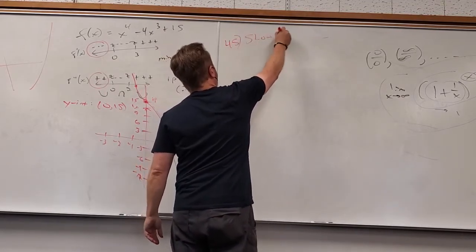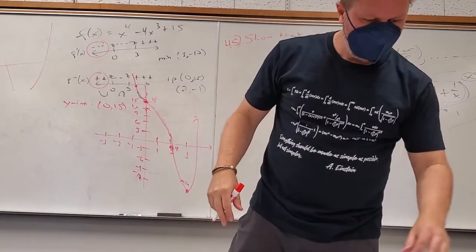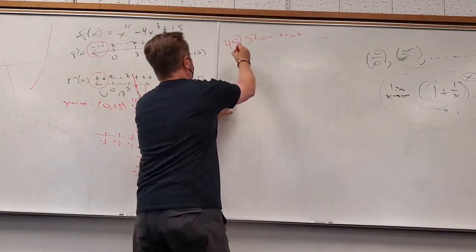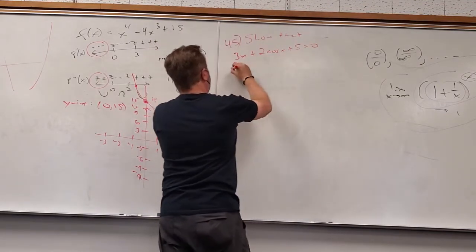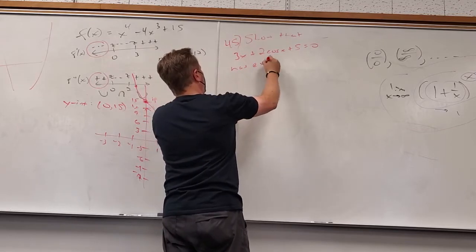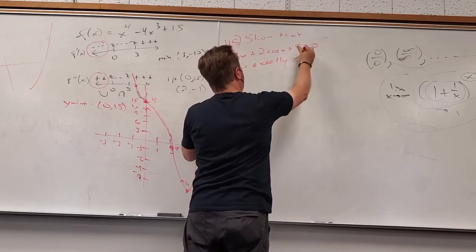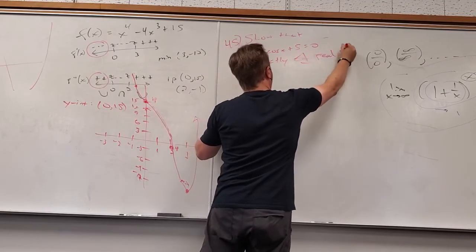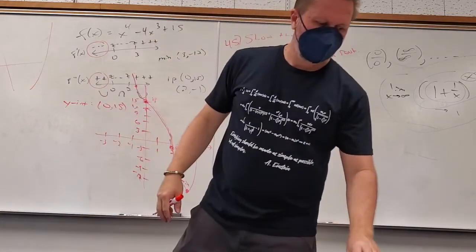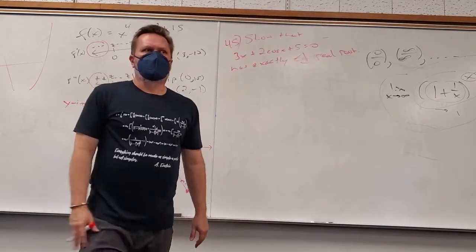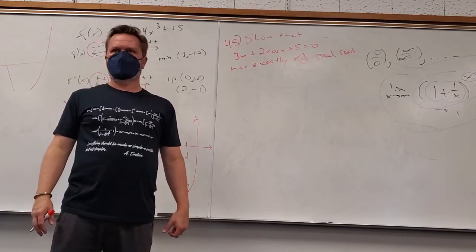Number 45 says: show that 3x plus 2 cosine x plus 5 equals 0 has exactly one root. What do you guys think?